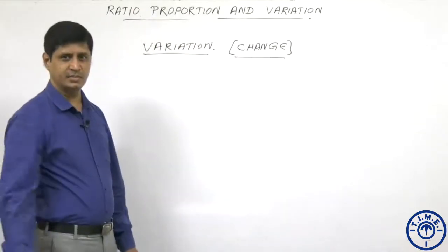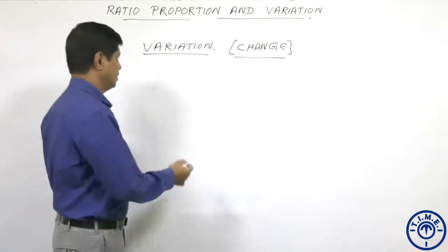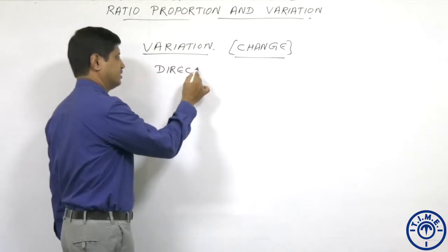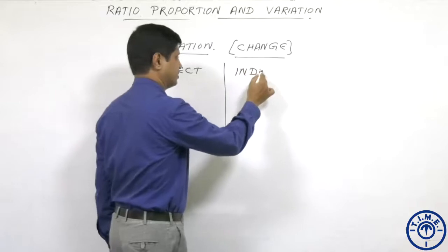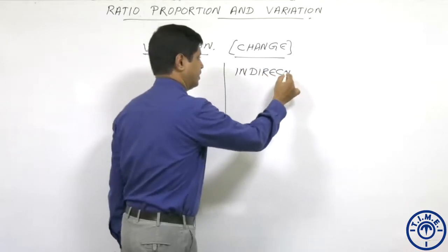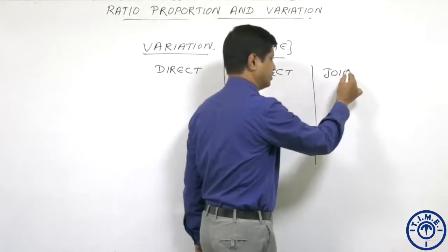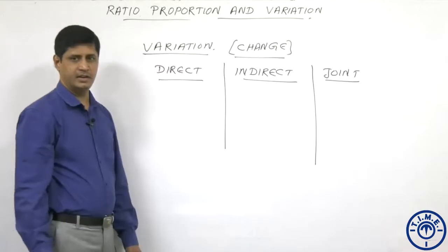Now let us discuss types of variation using the variables. The first one is direct variation, the second one is indirect variation, and one more, joint variation. Joint variation means a combination of the direct and indirect.